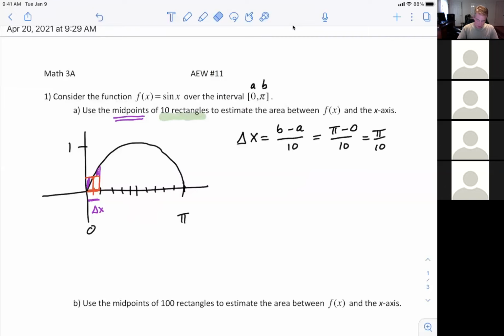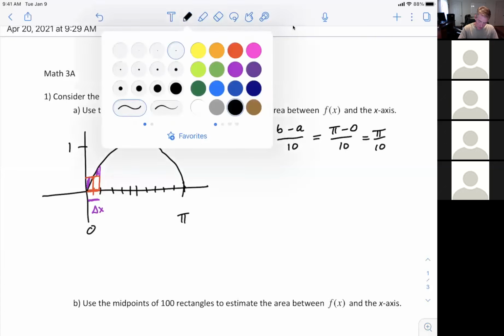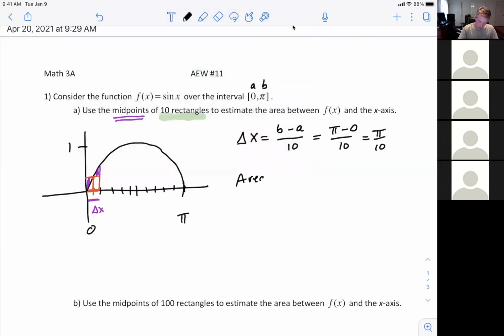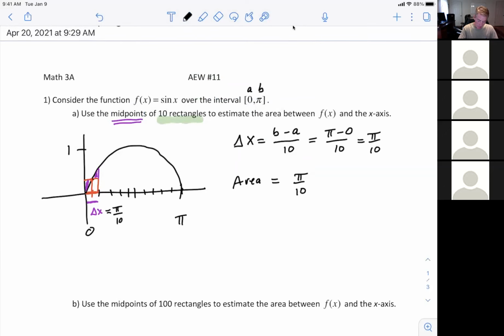So that's delta x. So then the area of that rectangle would be the base times the height. So the base is pi over 10. So that's the delta x. And then for the height, well, I got that from using the midpoint.